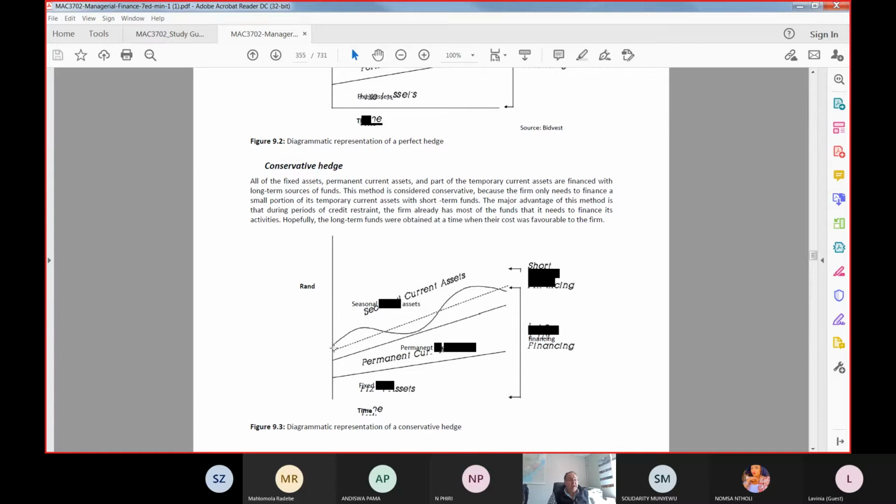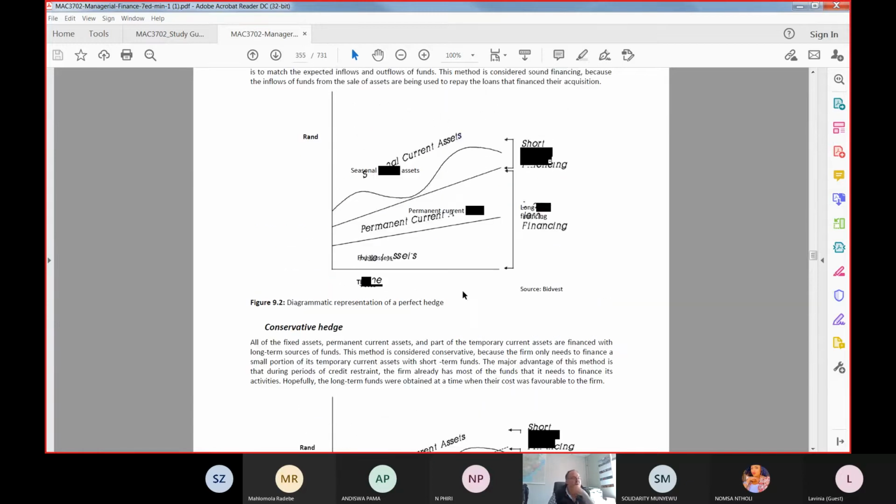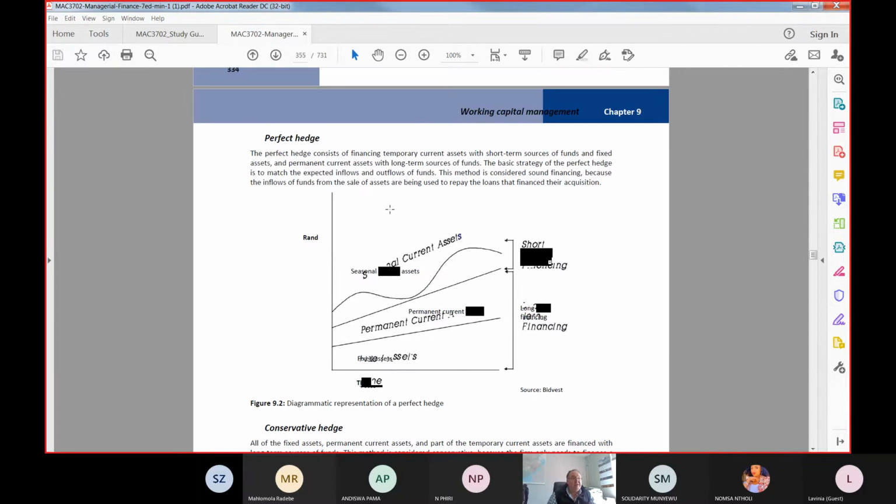You have a line. You draw a line. This is more of a... Sorry. Let's quickly read here. The perfect hedging consists of financing temporary current assets with short-term assets. So you are financing the temporary current assets with a short term.